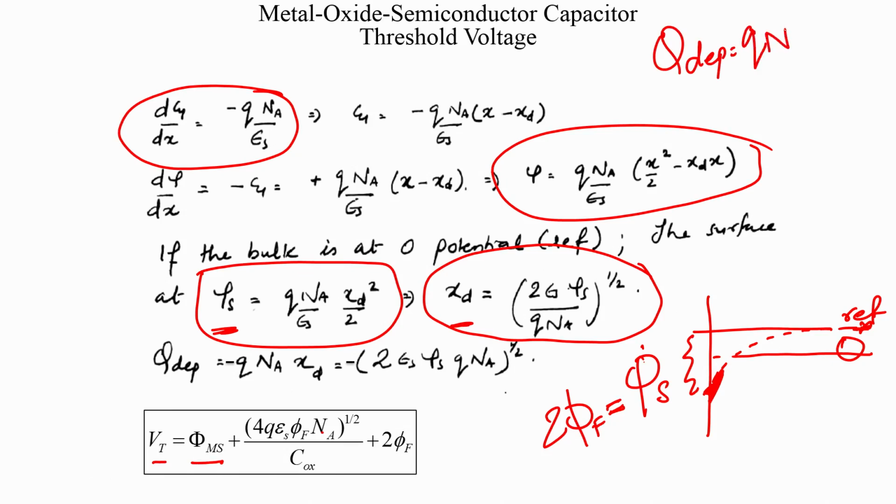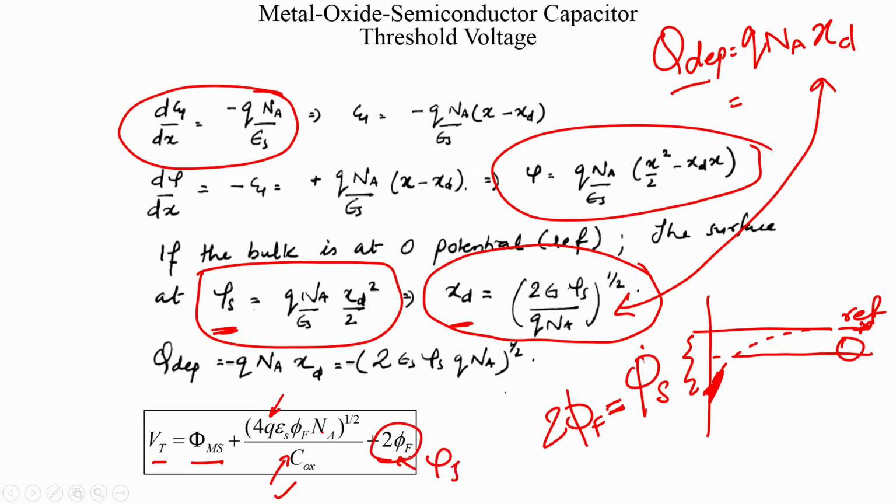Q Na into XD, that is Q depletion, the depletion charge per unit area, is Q Na into XD, and for XD you substitute this term here and you will end up with this being the value for Q depletion, and that is divided by Cox. We already know what Cox is. It is the oxide capacitance, the insulator capacitance per unit area, plus phi s, and at threshold phi s is 2 phi f. So, that is the threshold voltage.